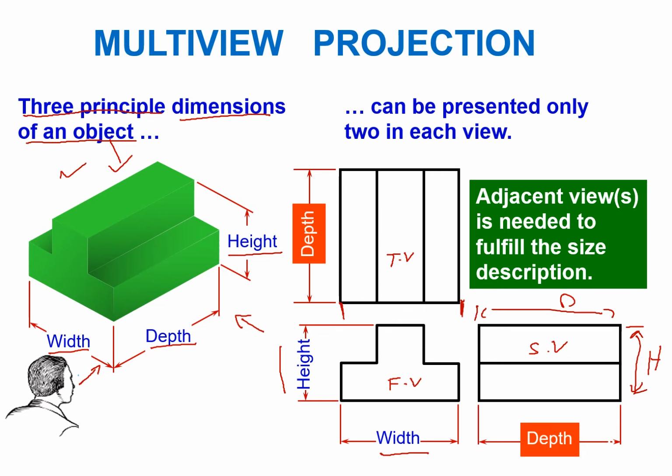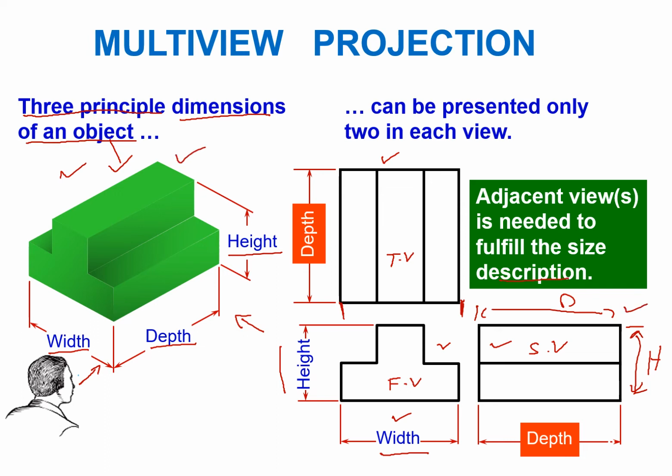Again I will repeat here that we have three principal dimensions, and that is the width, depth, and height of an object. Based on these three dimensions, we are able to divide our sheet into equal parts and then draw our views. Some of the dimensions are common between these views: the width is common between the top view and the front view, and the height is common between the front view and the side view. So adjacent views are needed to fulfill the size description.